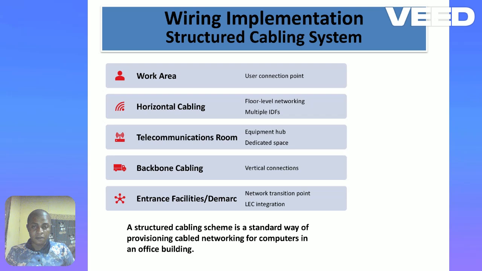Now, what are those things we need? The work area, the cabling, and then telecommunication rooms, that is the location, the backbone cabling, entrance facilities, and so many other things that we need for us to execute the project. So if you want to implement all these things, all what I've just mentioned is very important.